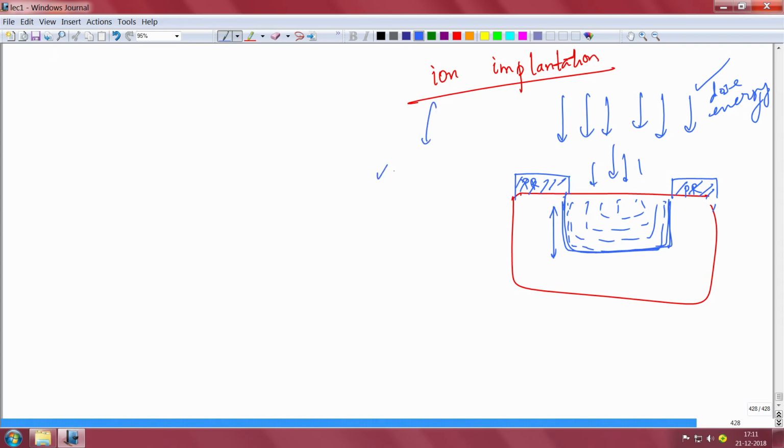So one is that you can do it at low temperature, you do not need to go to a high temperature process. You can use a photoresist mask, which means it is a very simple process that way. It gives you an anisotropic doping profile. So, it is like a vertical wall sort of, you do not have diffusion here. You can control the depth of the junction and the concentration independently.